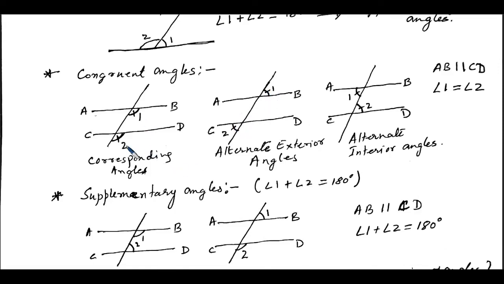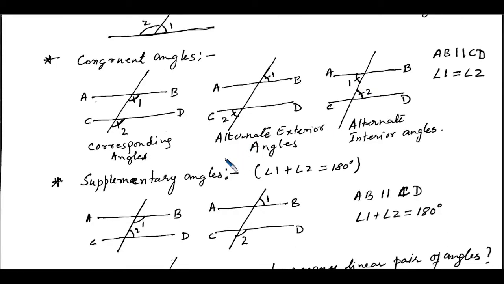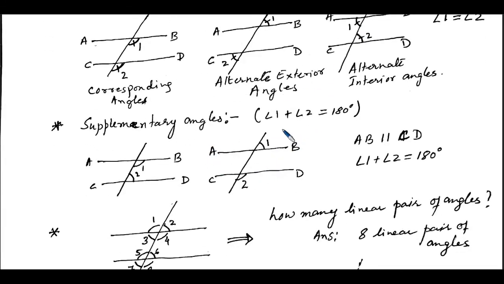These are called the corresponding angles. These are called the alternate exterior angles, since they are exterior. Then alternate interior angles are inside. This angle and this angle will also be the same. So these are the congruent angles. Because this is 2, this angle will be the same here, opposite angle same. So 1 is equal to 2. Supplementary angles: angle 1 plus angle 2 has to total 180.